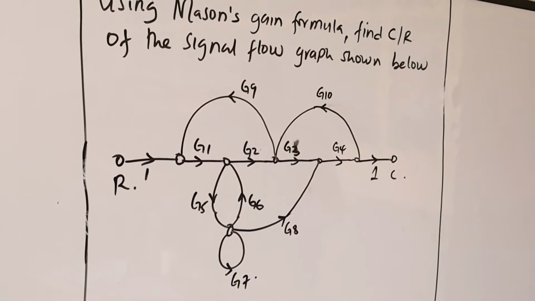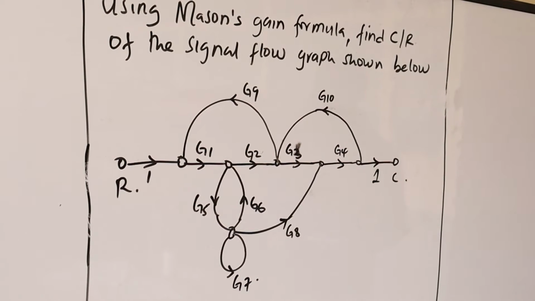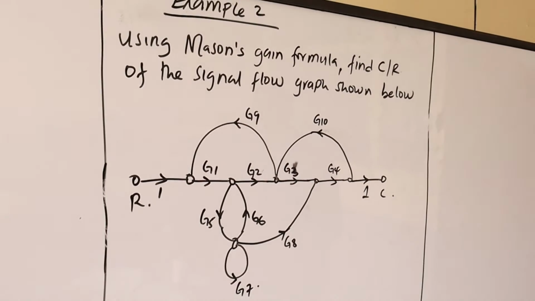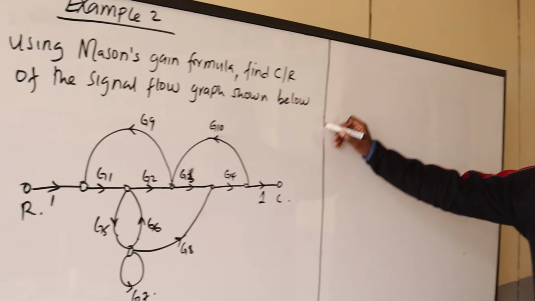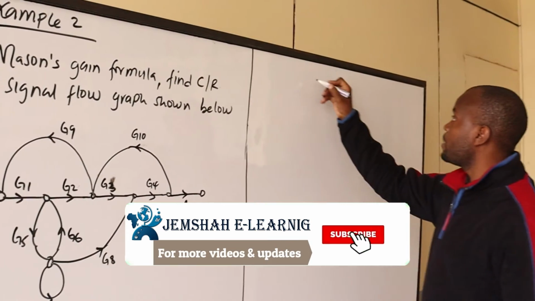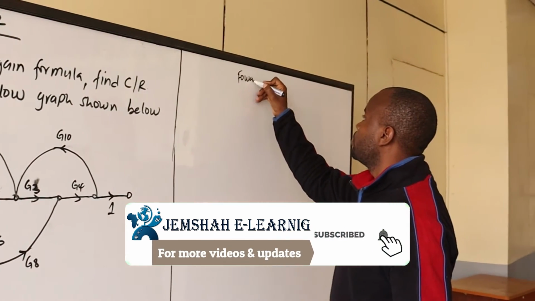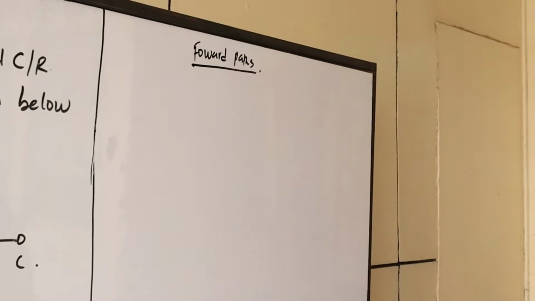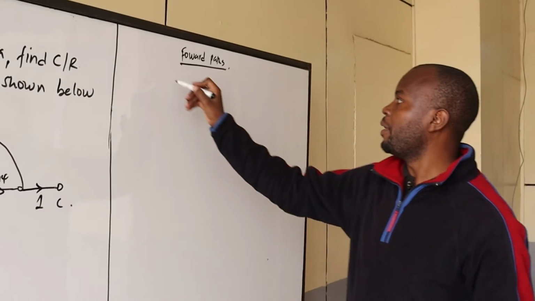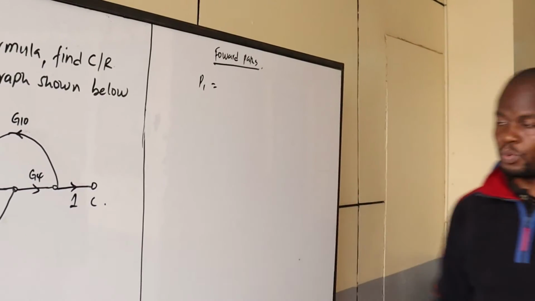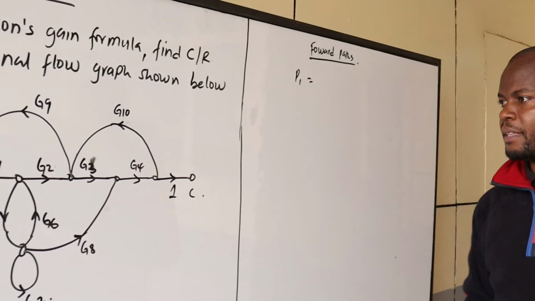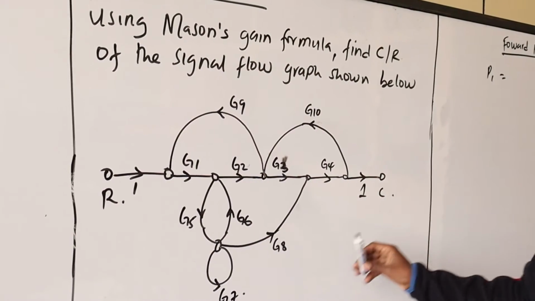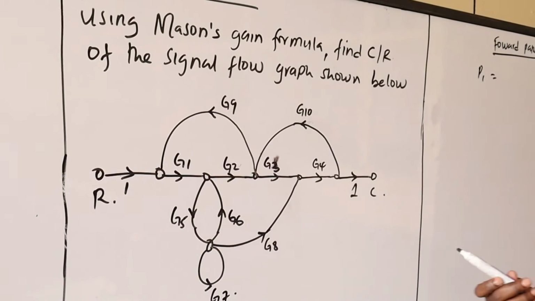So the first thing that we look at is the analysis. Just as we had said before, we are going to start by looking at the forward paths. So what are the forward paths that are there? Let's call them path 1 again. The forward path must start from the input and must end at the output without traversing a node more than once.